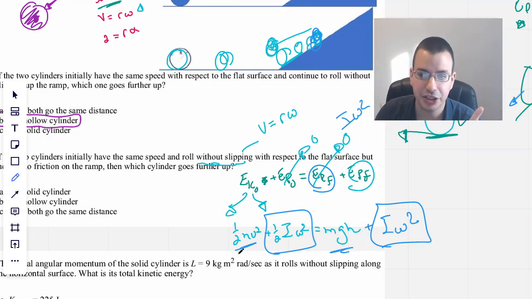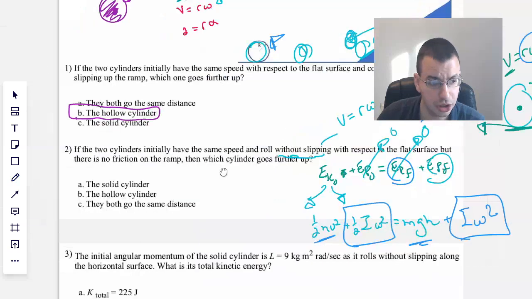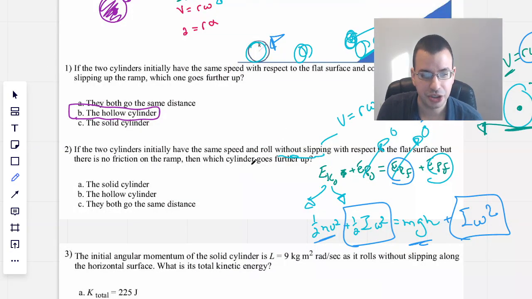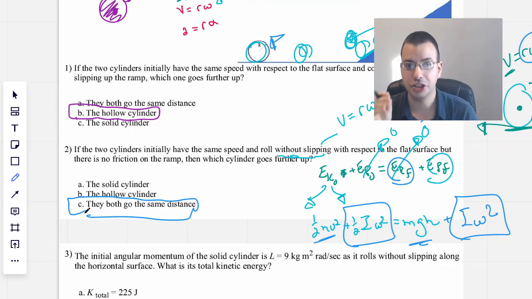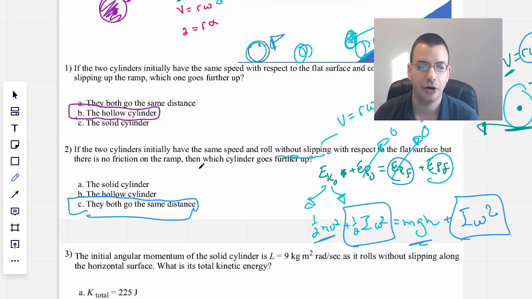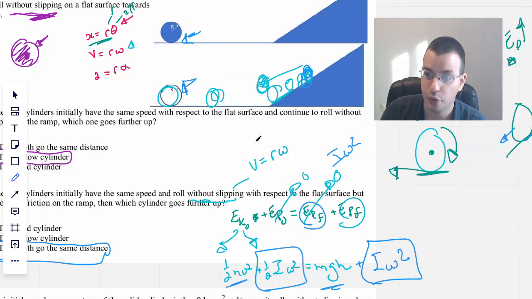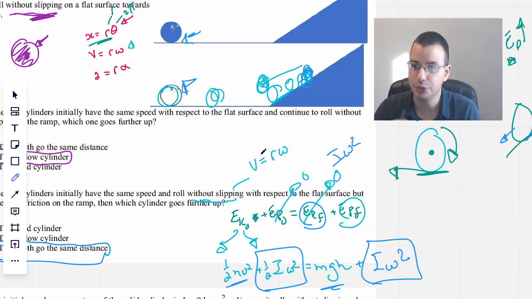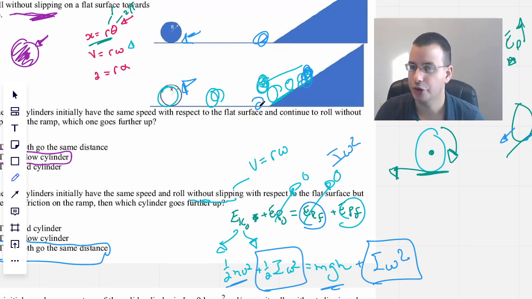And that rotational energy is what differentiated the solid cylinder from the hollow cylinder. So long story short, which cylinder goes up further? They both go the same distance. Because the only thing that differentiated them was the angular energy due to rotational energy. And the only way that rotational energy can be converted into potential energy is through the friction on the ramp. Without that friction, it's not converted, and the two shapes will maintain their rotational energy until they get back down to the base here, where they will then continue to roll.